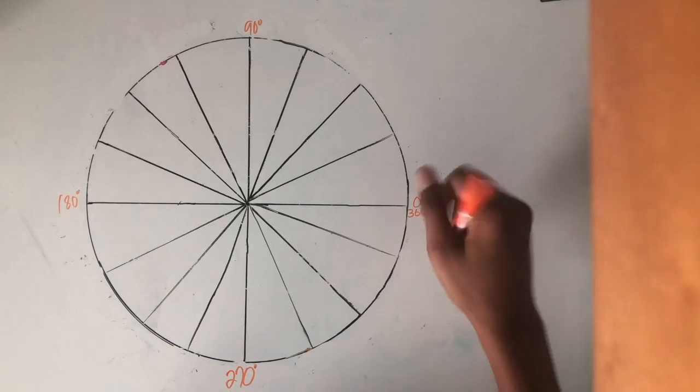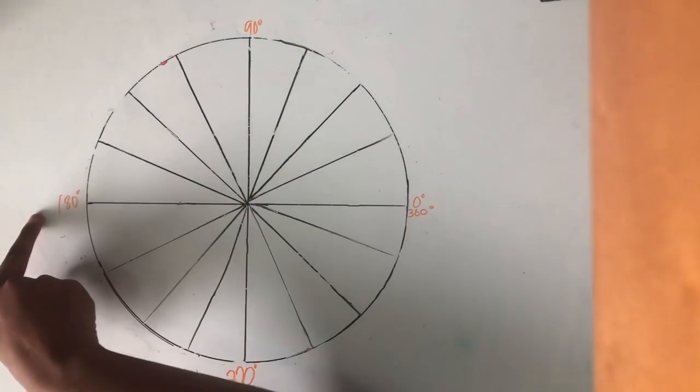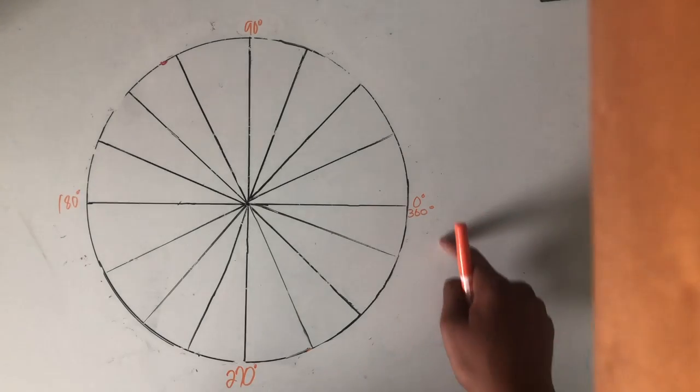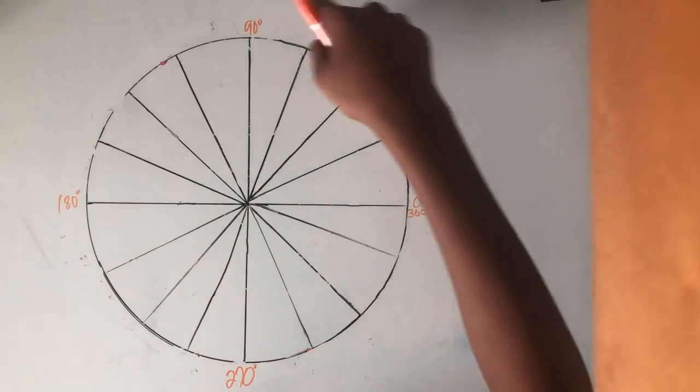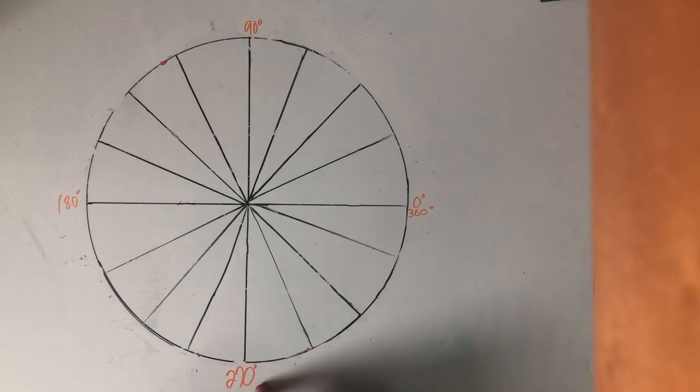So starting the circle off with 0 degrees, we go halfway to 180 degrees, another halfway to complete the circle at 360 degrees. 1/4 of the circle is 90 degrees, and 3/4 of the circle is 270 degrees.